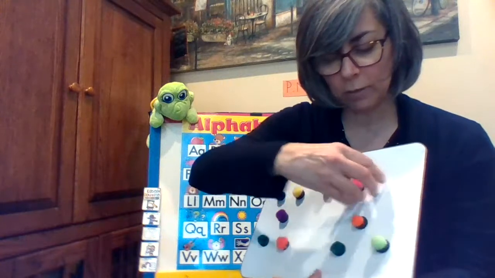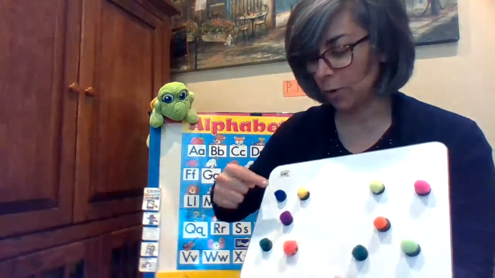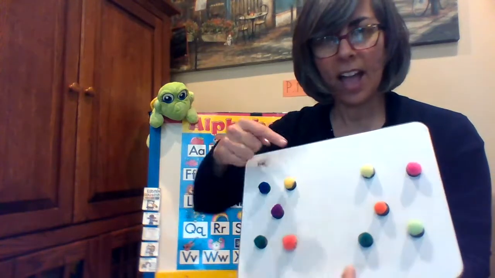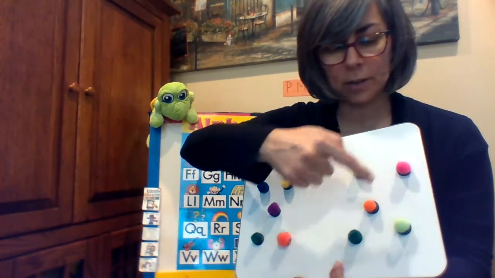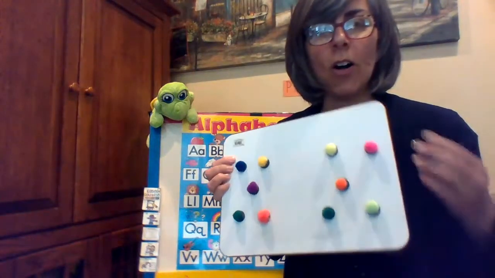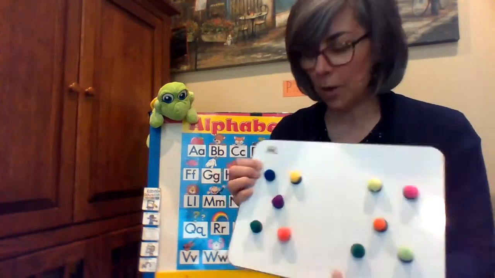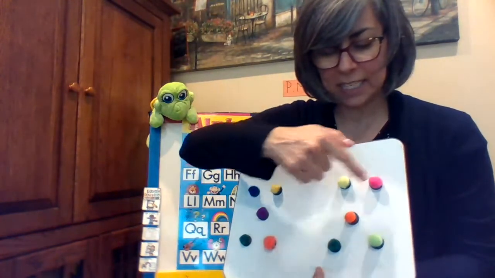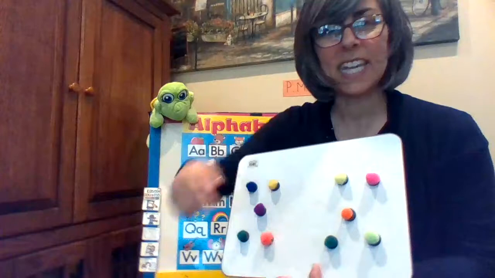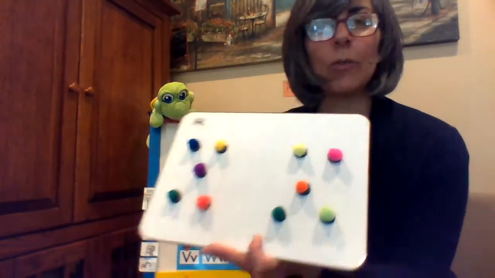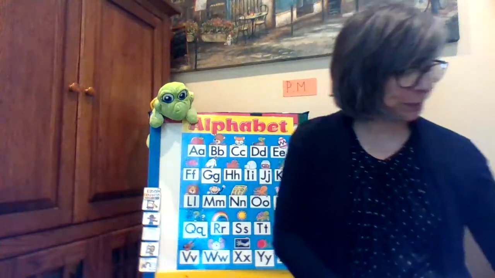It might make it easier for us to add 5 and 5 more. We have 1, 2, 3, 4, 5, and 5 more. 1, 2, 3, 4, 5. Now let's count them all together. 1, 2, 3, 4, 5, 6, 7, 8, 9, 10. Nice work. We counted all the way to 10 together.